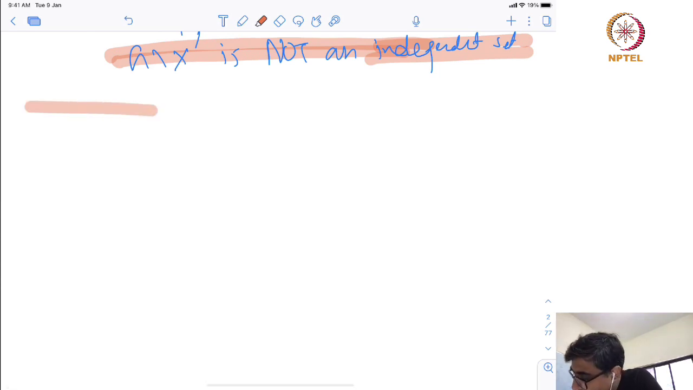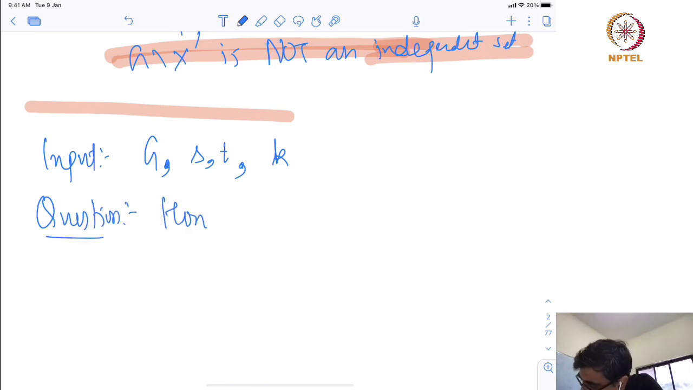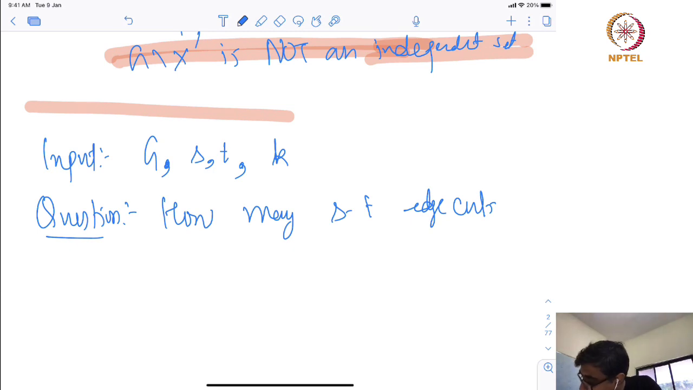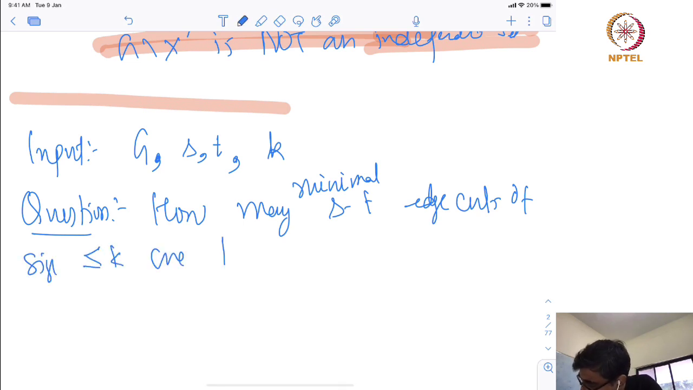So this is a combinatorial question. Okay. So what is our combinatorial question? Say the input is a graph G, two vertices S and T, and an integer k, and the question: how many minimal ST edge cuts of size at most k are there?